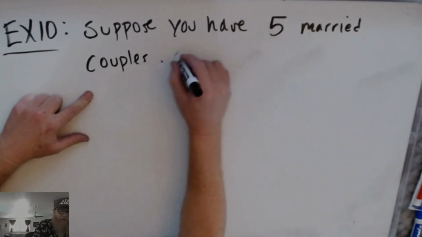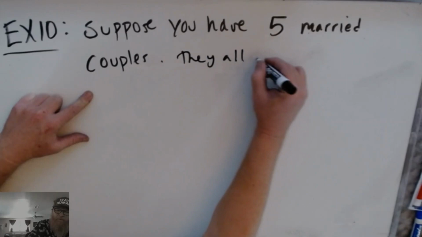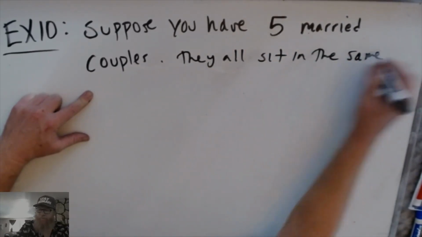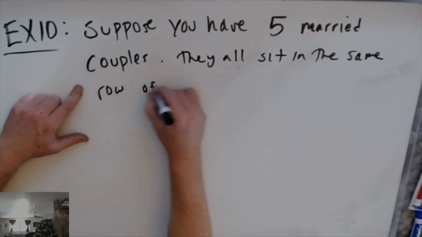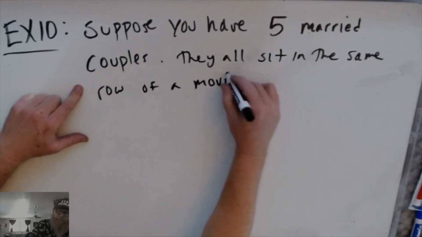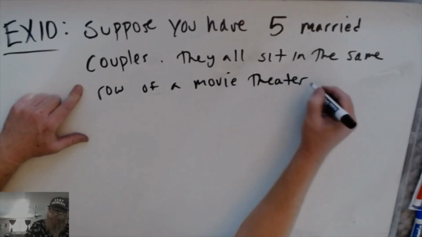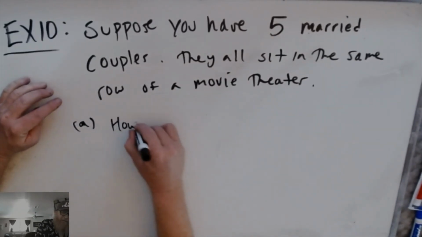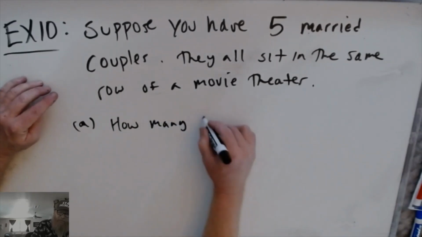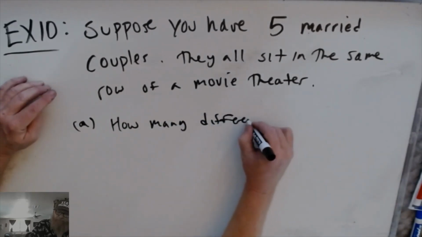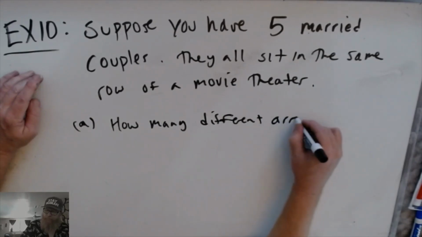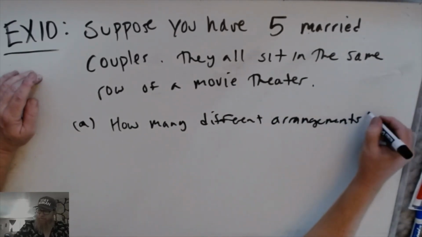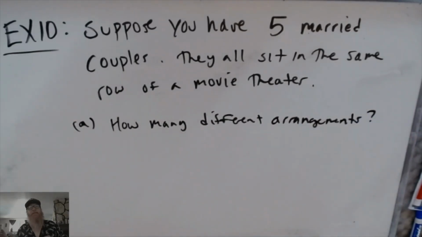And they all sit in the same row of a movie theater. Two questions. A, how many different arrangements are there? Remember this one? We did this in the first week of class.